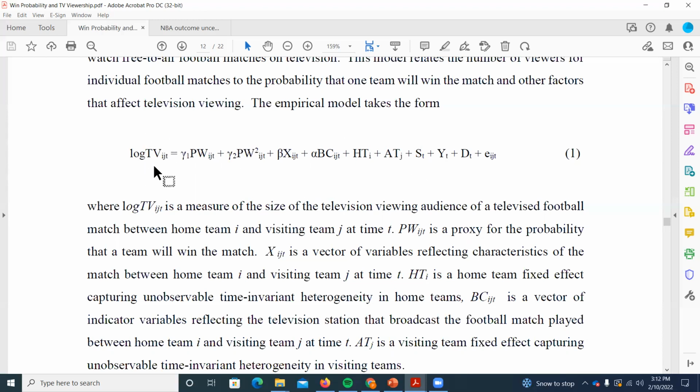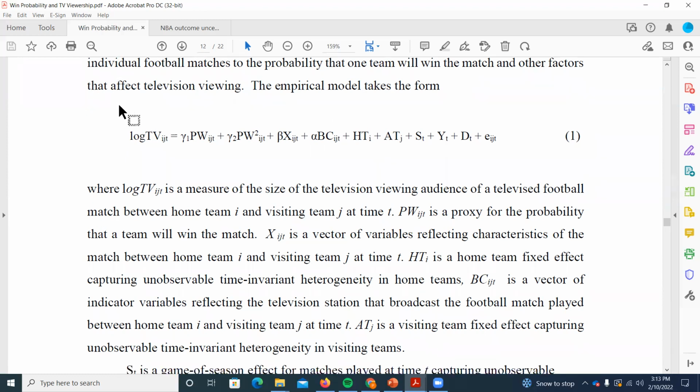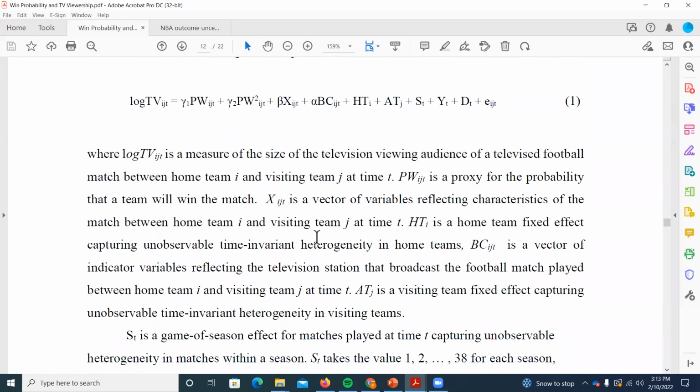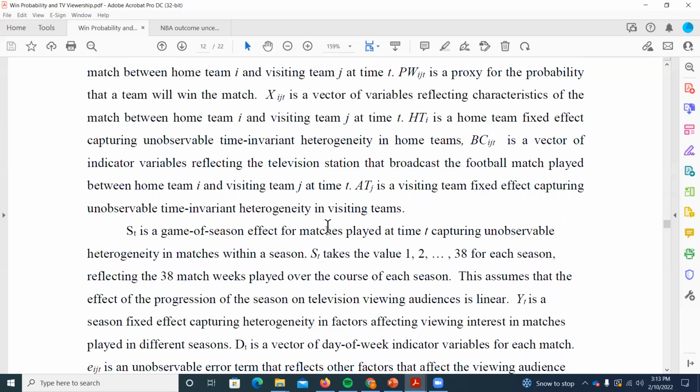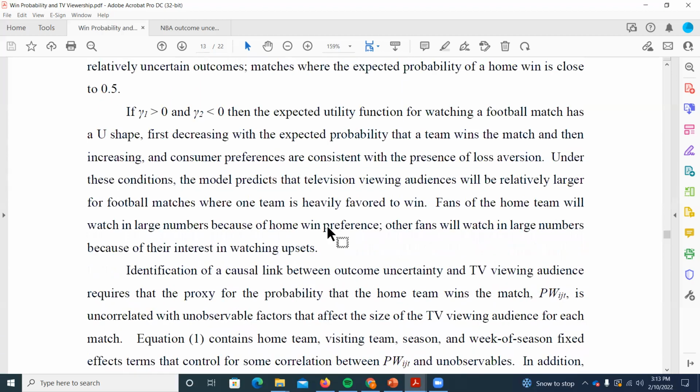And then they use something called the natural log. We don't have to worry about that for right now. Just think of this as TV viewership, right? Some type of TV ratings that they have. And they've got a bunch of other controls, right? For whether or not it was on television, who the away team was, who the home team was, year fixed effects, all these good things. So we'll scroll down and look at their results.